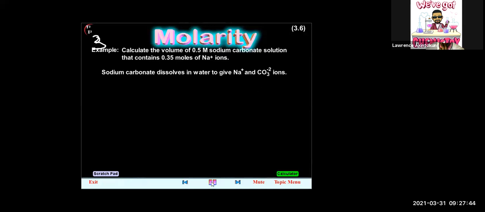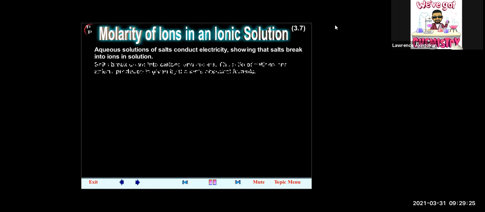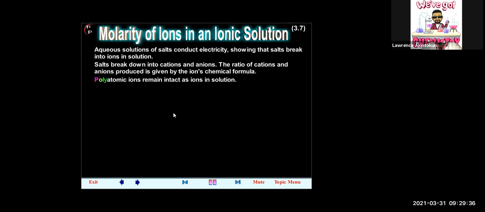Sodium carbonate dissolves in water to give Na+ and CO3 2- ions. Right, let's look at molarity of ions in an ionic solution. Aqueous solutions of salts conduct electricity, showing that salts break into ions in solution. Salts break down into cations and anions. The ratio of cations and anions produced is given by the ion's chemical formula. Polyatomic ions remain intact as ions in solution.